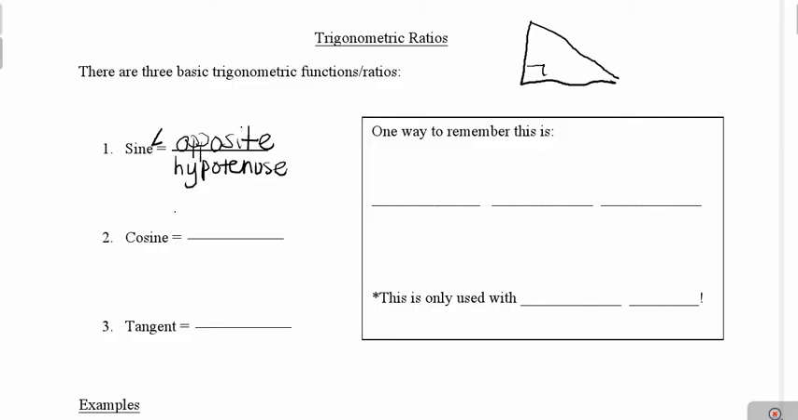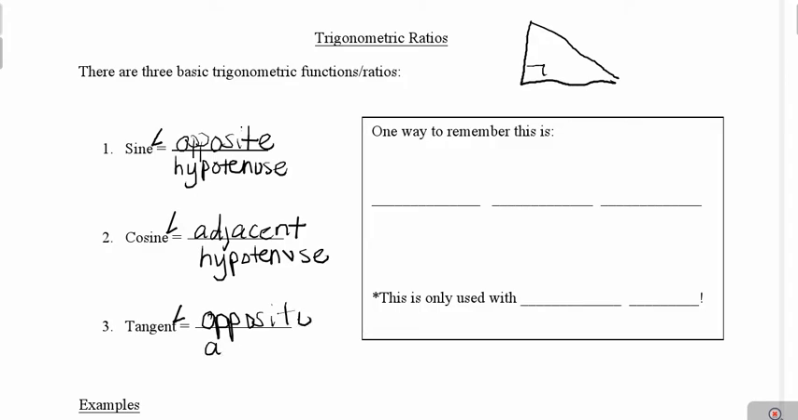Now the cosine of an angle measure is equal to the adjacent side over the hypotenuse side. Adjacent means the side that is next to that angle. And then finally, the tangent of an angle is equal to the opposite side over the adjacent side. And this is going to make a lot more sense once we get to some actual examples, but for now we're just going to try to memorize these three ratios.